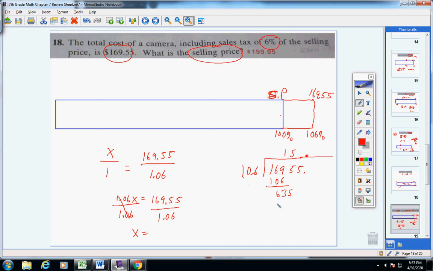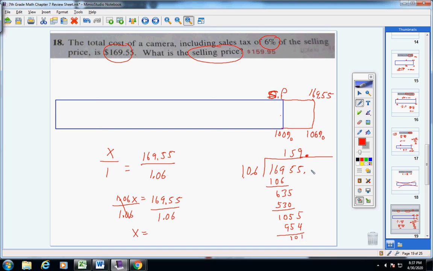That would give me 530. Subtract, and I get 105. Bring down your 5. And 106 goes into 1055 9 times. We would get 954, I believe. When you subtract, you get 101.